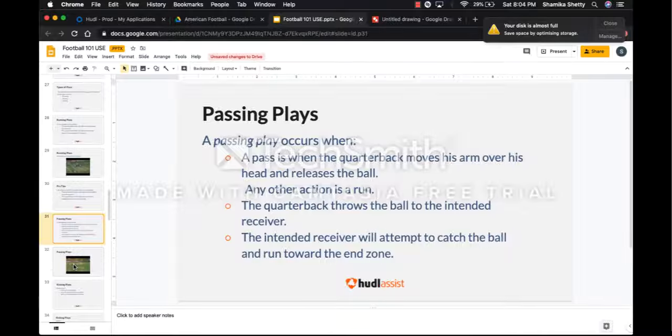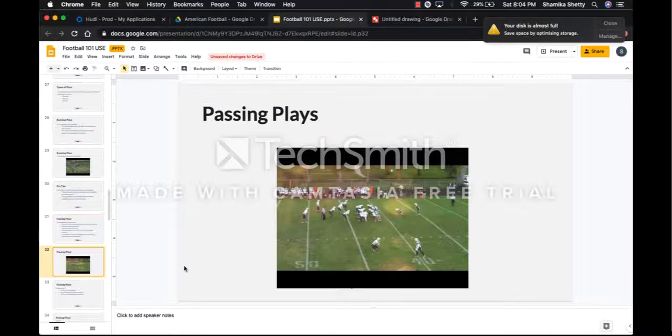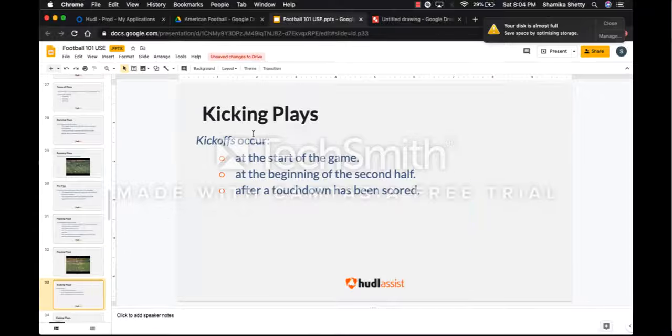Next, you can watch videos of passing plays here, or you can also watch some videos on YouTube. Then again, the last one is kicking plays. Now, where all do kicking plays happen in a game?